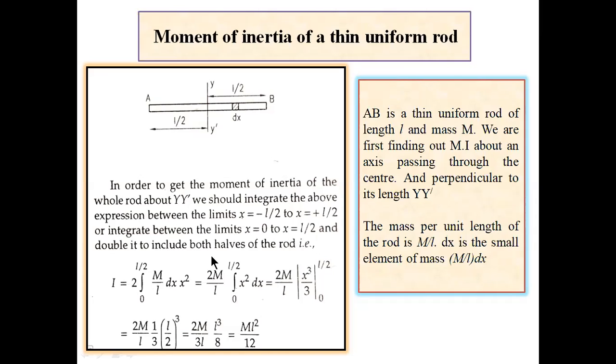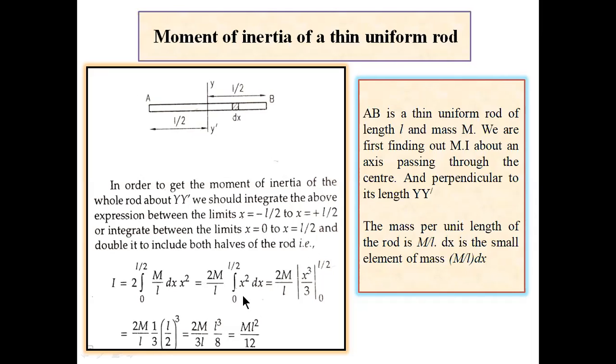So what we are doing, we are going to find out the moment of inertia about an axis y dash which is perpendicular to its length, and here I equals what? 2 into the integral from 0 to L by 2. It is a half portion, and this is another half portion. So 2 into the integral from 0 to L by 2 of M by L dx into x square.